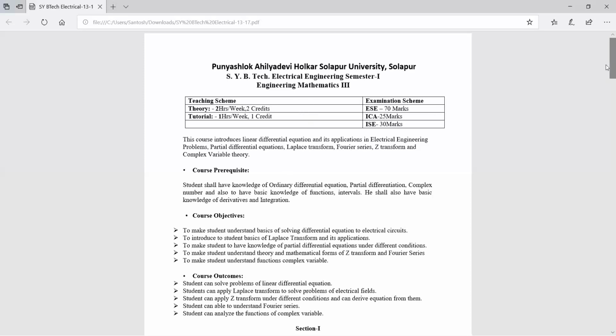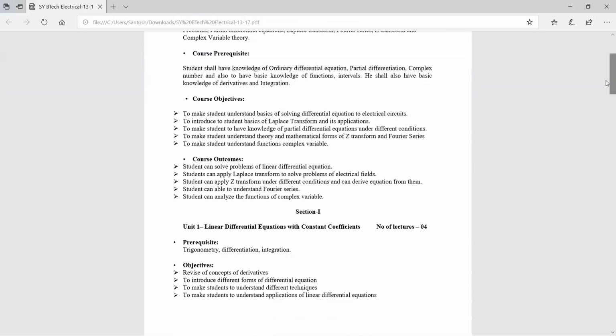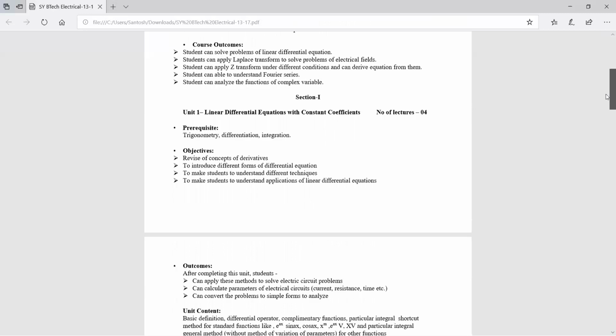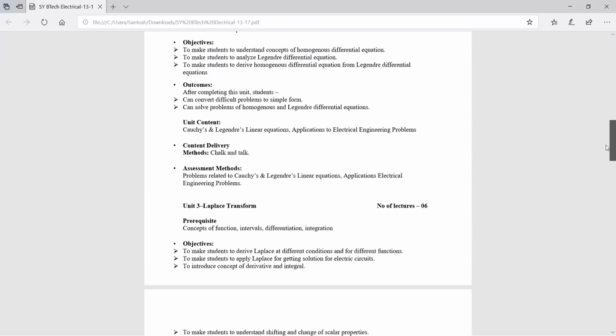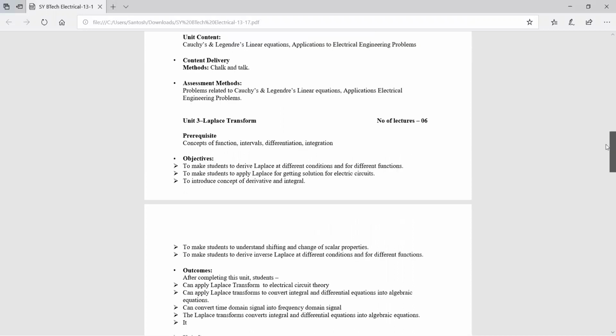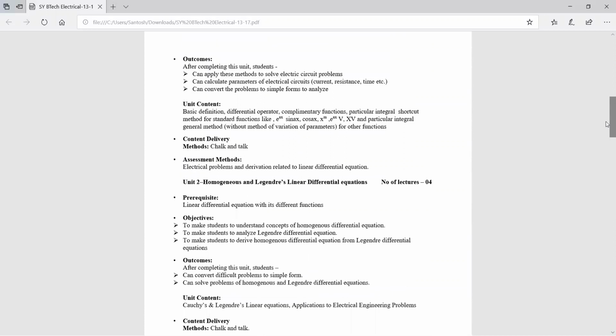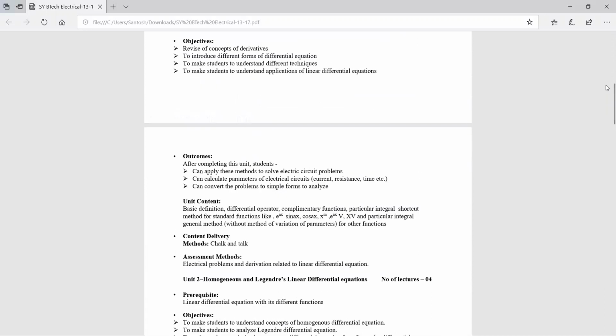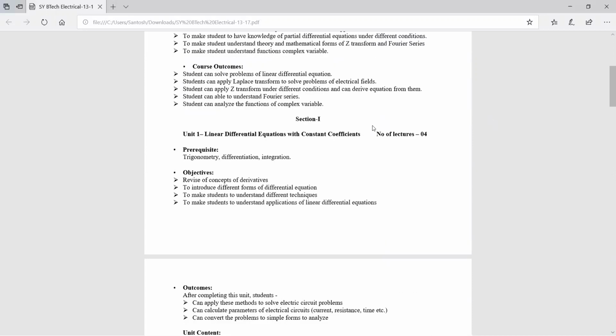Now, this subject consists of two sections, section 1 and section 2. Section 1 consists of 3 chapters, 3 units: 1, 2, 3, and section 2 also contains 3 chapters, or you may say 3 units. See, first unit is linear differential equations with constant coefficients. Okay, this is unit number 1.